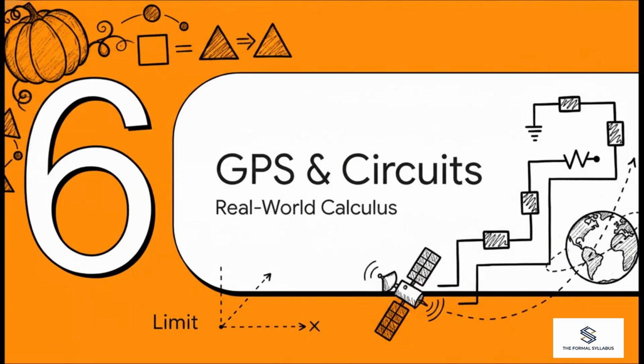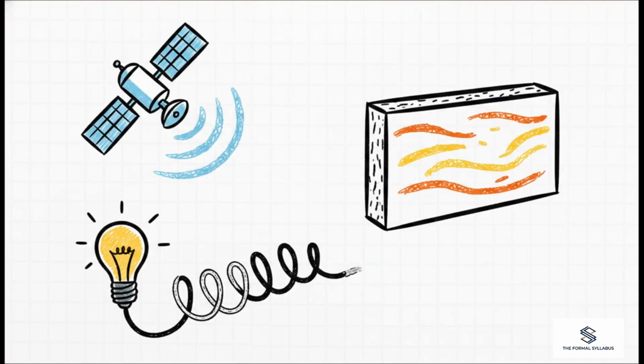Section 6. Real-world applications. Let's bring this all back down to reality. We started with pumpkins, we worked our way through abstract geometry and limits, and now let's actually see how these concepts power the modern engineering world all around us. Derivatives represent instantaneous rates of change everywhere. Look at an electrical circuit. Current is simply the derivative of electrical charge with respect to time, dq over dt.